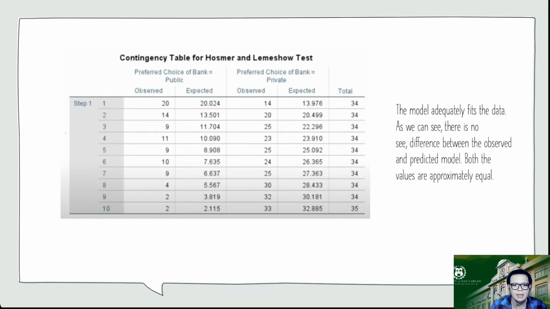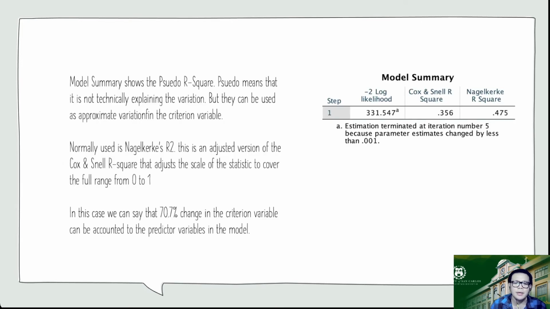Very non-significant at all. And here we also have the model summary, which is the Nagelkerke R square and also the Cox and Snell R square. These are just validators, which estimates terminated at iteration number 5 because parameter estimates change by less than 0.001. And then the model summary shows pseudo R square. What does pseudo mean? Pseudo means that it is not technically explaining the variation, but they can be used as approximate variation for the criterion variable.